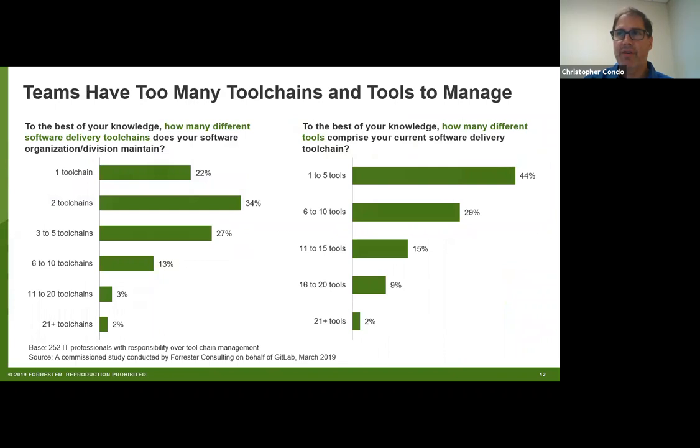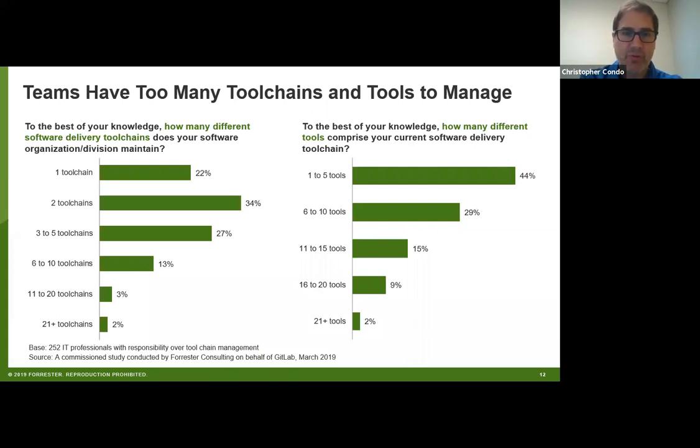First thing that we've discovered is that teams have too many tool chains and too many tools to manage, right? So here's the question we asked. To the best of your knowledge, how many different software delivery tool chains does your software organization maintain? And if you look at this, you say, all right, well, one tool chain, 22%. So one fifth of all the respondents have one tool chain to worry about. Everybody else has multiple tool chains to worry about.